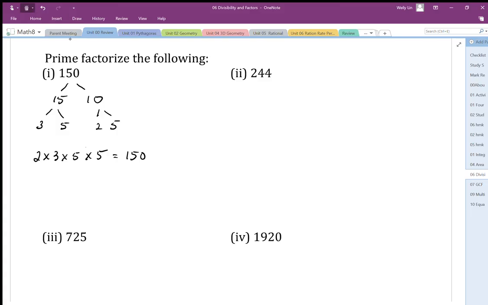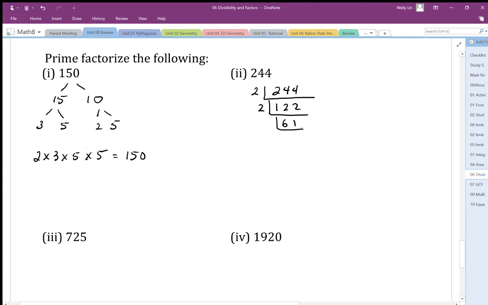So looking at 244, let's do this one using our box method. With the box method, we do want to use prime factors. So I'm going to start with the smallest ones. If we can divide by 2, that's the easiest. So I'm going to divide this by 2, so I get 122. I can continue dividing by 2, so I'm going to end up with 61.